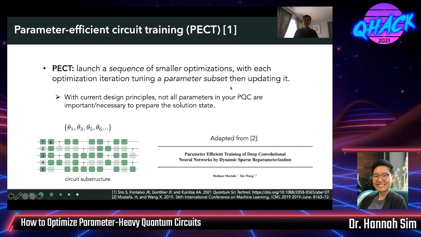And I wanted to mention that the update mechanism of the parameter subset was actually adapted from classical machine learning literature that worked on efficiently training deep neural networks. And we'll later show why we chose this particular work in order to effectively optimize parameterized quantum circuits.